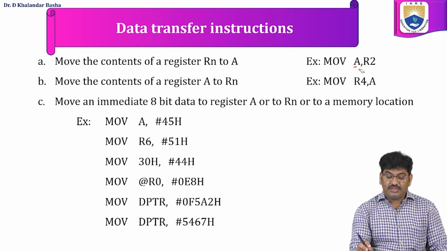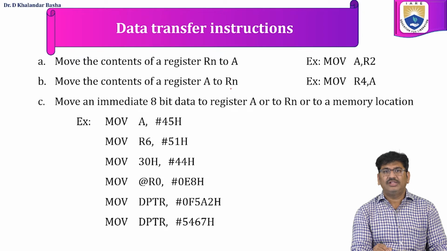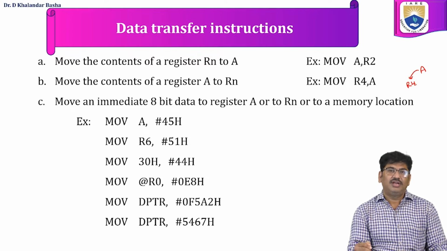The next one is to move the contents of a register, that is the accumulator, to some Rn register. Here n will take either 0, 1, 2, 3 till 7. It can be 0 to 7. MOV R4, A. So this instruction will copy the contents of the accumulator into the R4 register of the 8051 microcontroller.